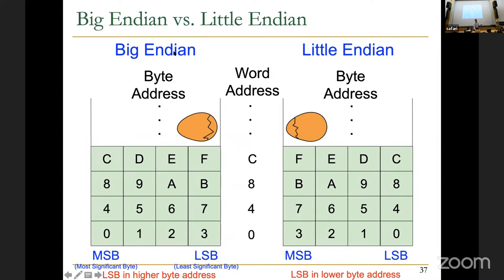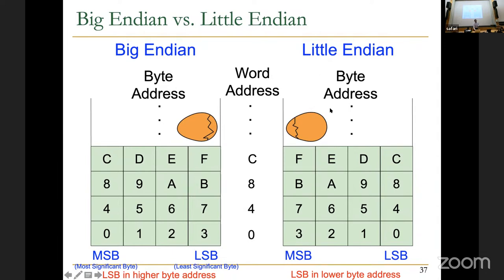So for example, big Endian here. The definition of a big Endian machine is that the least significant byte in a word is in the higher byte address. So if you look at this, this is called big Endian. This is the word address zero. The byte address zero contains the most significant byte. Byte address three contains the least significant byte. Just happens that way. That's the convention.